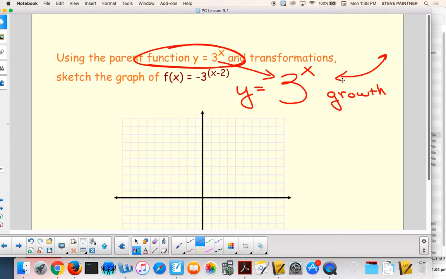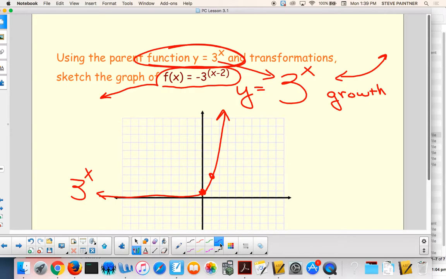So give me 2 good points, just 2 easy points. 0, 0 what? 0, 1. Give me another one. 1, 3. You know it's growth, so you kind of know it does this, right? You with me? This is 3 to the what? X. What are you graphing? You're graphing this. This is your new function.